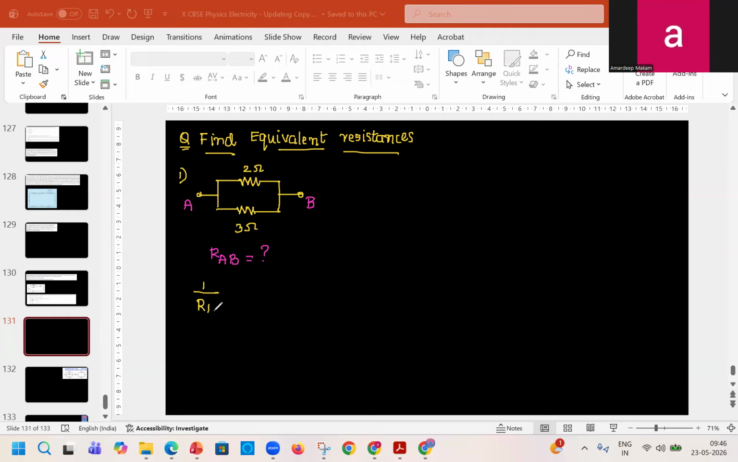रेसिप्रोकल मतलब उल्टा करो। So you want to find RAB. RAB means resistance between points A and B. Between points A and B, 2 ohms and 3 ohms are connected in parallel. So the method is: take the reciprocal, that is 1 upon RAB is equal to the reciprocal of the first resistance, that is 1 upon 2, plus the reciprocal of the second resistance, that is 1 upon 3.